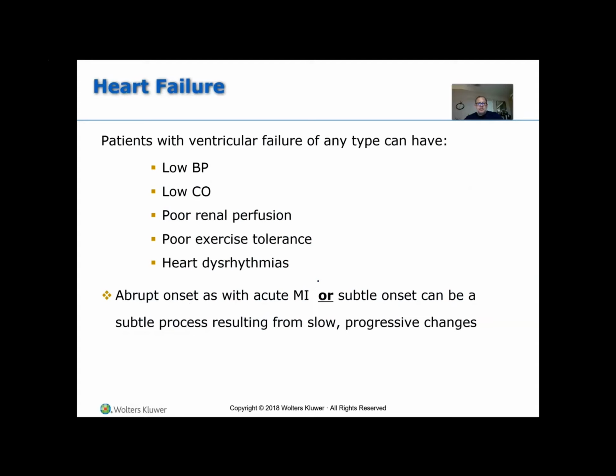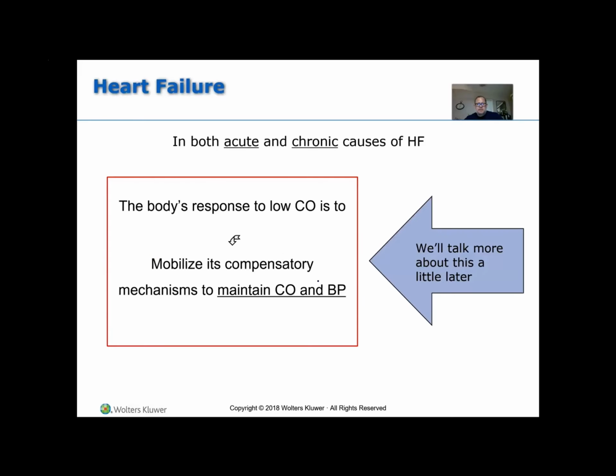Patients with ventricular failure of any type have low blood pressures, low cardiac output, poor renal perfusion, poor exercise tolerance, and heart dysrhythmias. Remember, we talked in the dysrhythmia lecture about how when your heart isn't able to pump properly, beat properly, you're going to have low cardiac output, and think about how your patient's going to present. Abrupt onset, as with acute MI, or subtle onset, which can progress from slow progressive changes.